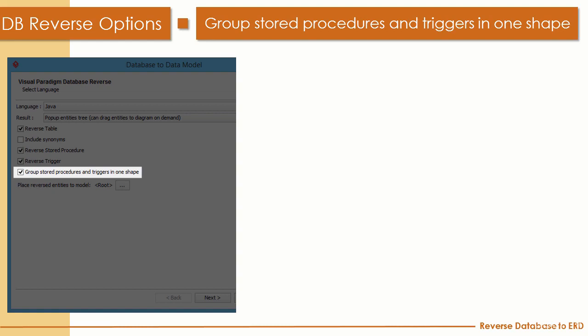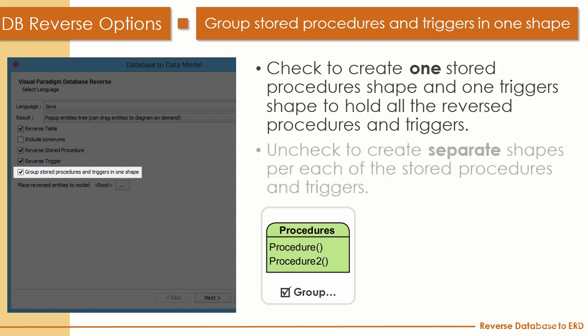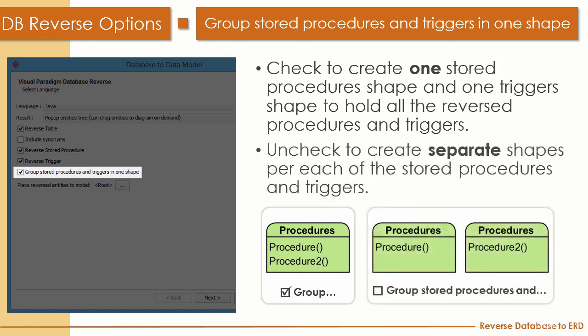This option is about how to treat the stored procedure and the trigger after we reverse. If you tick this box, which is ticked by default, then we will create a procedure shape and put all the procedures inside the single procedure shape. It's just like grouping all the procedures in a single shape, which is easier to manage. Or you can uncheck it, then we will create a shape for each procedure. Then you have plenty of flexibility to drag and drop them everywhere. And this option governs both the procedures and triggers.